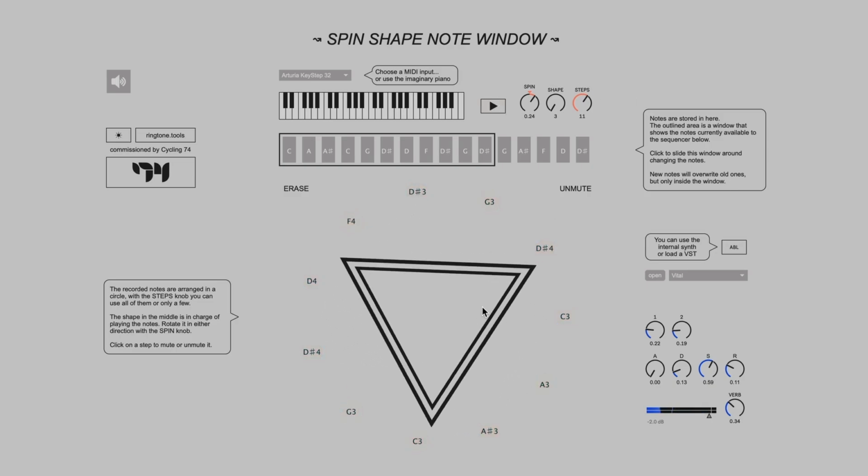Yeah, so that is the sequencer portion, playing back the notes down here with a shape that spins around. You can mute the notes and unmute them. And that is how that works.